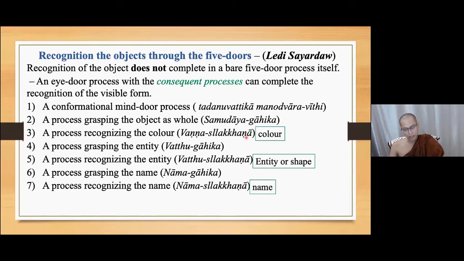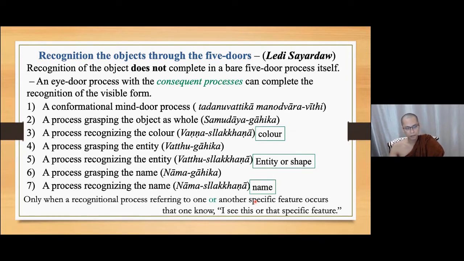And this number 7, Sanlakkhana, the name. To see, or to recognize something through any door, we need the recognition process. If one of the recognition processes arises, then we can know, I see that, or I hear that sound. At that moment, that process is accomplished.